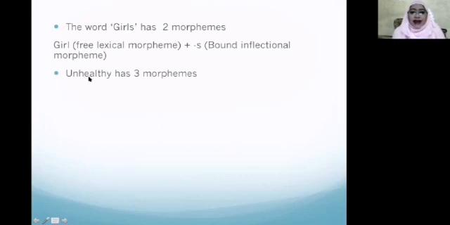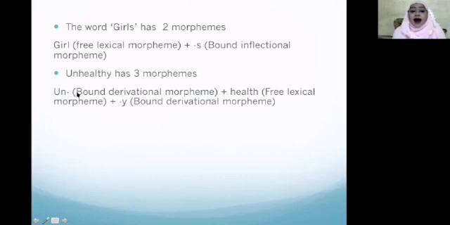Next, unhealthy. If you say this word unhealthy, how many morphemes does it have? Unhealthy has three morphemes. First we have un. What is un? Un is a bound derivational morpheme, because after adding un, the meaning will change. With any word, when you add un, it gives a negative sense. So it is a bound derivational morpheme. Health is a free lexical morpheme. We can also call it a root. And y is a bound derivational morpheme, because after adding y, health is a noun, healthy is an adjective, right?